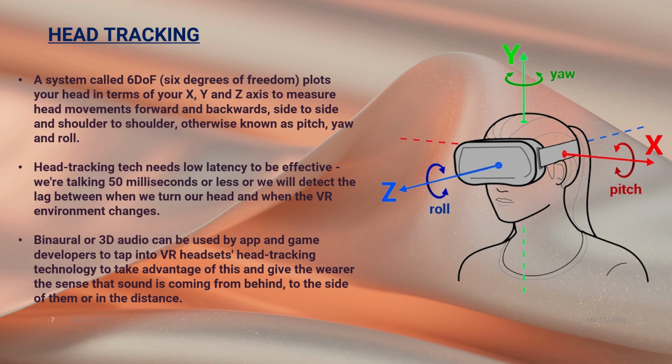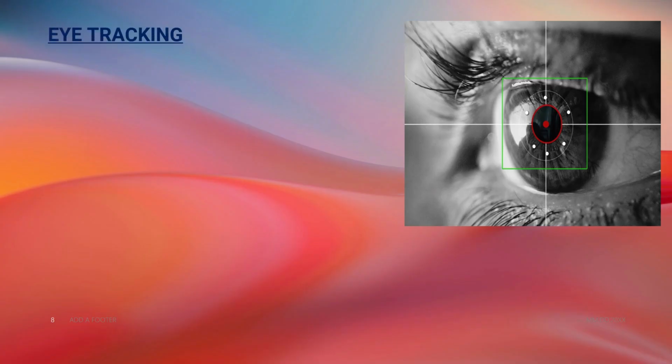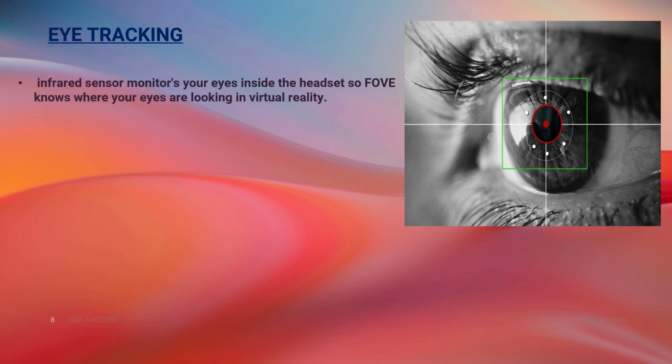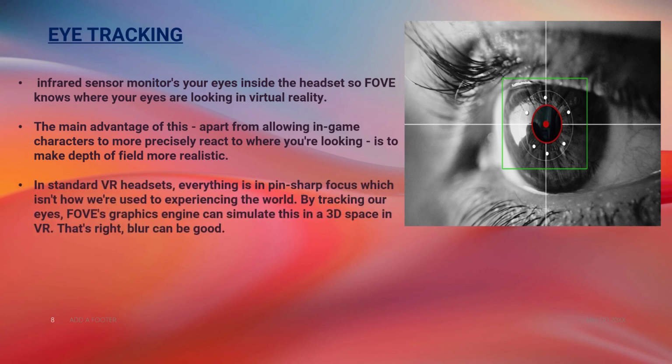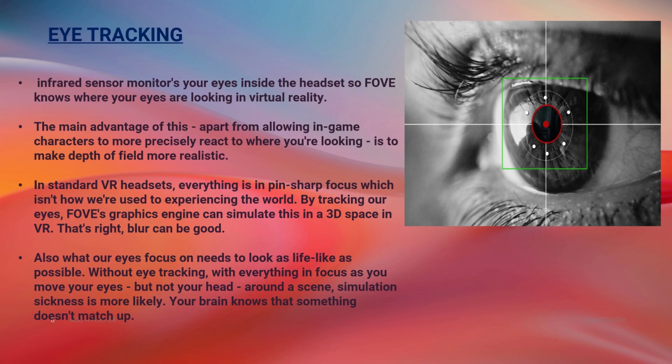After head tracking, we now move on to eye tracking. It is not available on Rift, Vive or PSVR, but it will feature in FOVE's very promising VR headset. An infrared sensor monitors your eyes inside the headset, so FOVE knows where your eyes are looking in virtual reality. The main advantage of this, apart from allowing in-game characters to more precisely react to where you are looking, is to make depth of field more realistic.